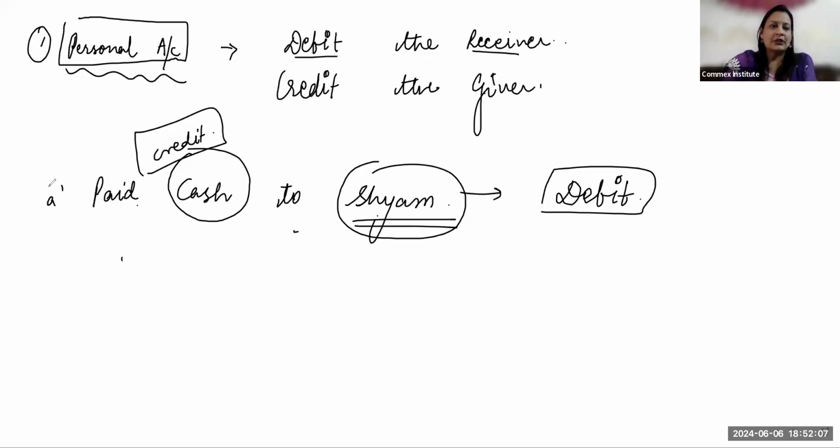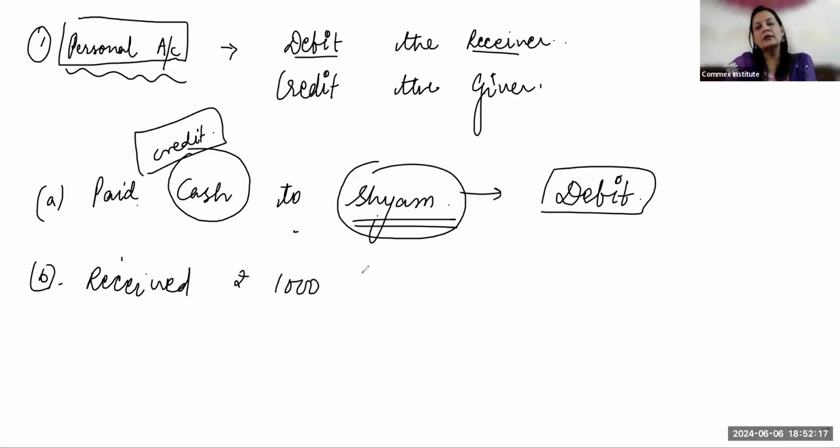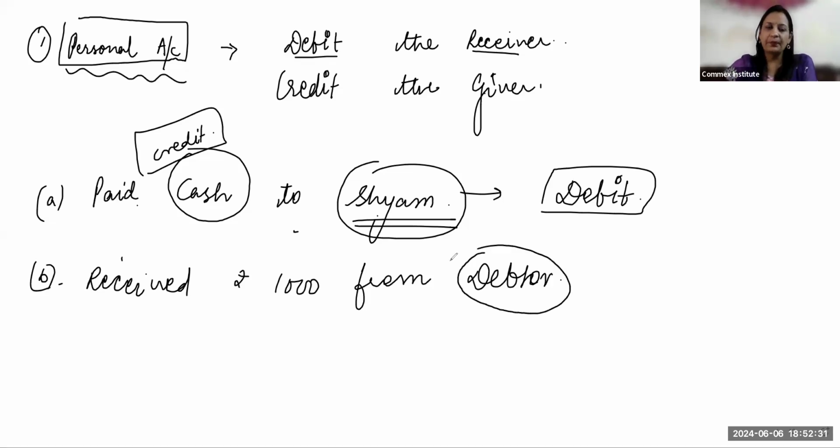Okay. Second transaction, please think over it. Received rupees 1,000 from debtor. Now, who is the personal account over here? Debtor. Now, is he a giver or a receiver? He is a giver because he is giving us.